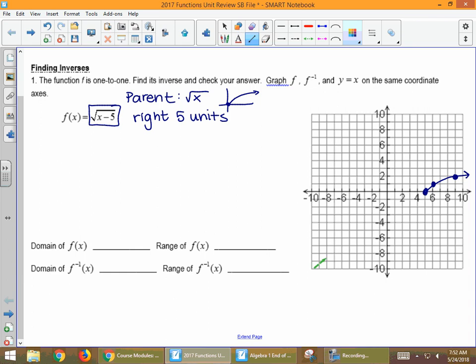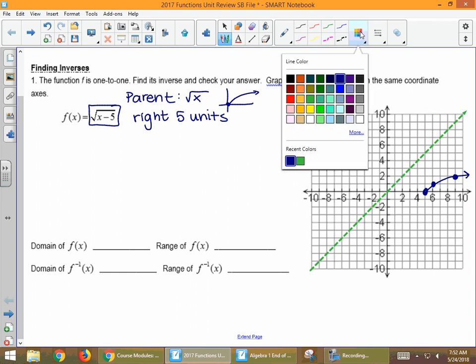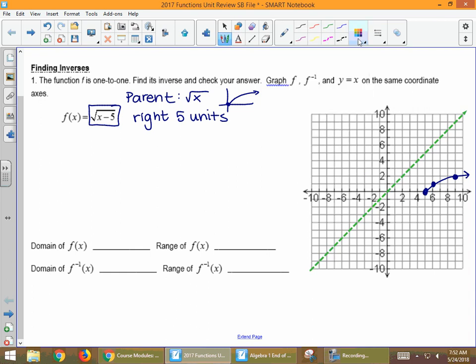Now, if you remember the property of inverses, you switch all of your x's and y's. So you could go ahead and graph those ordered pairs right now. I'm going to wait and find the inverse and then graph my ordered pairs. So there's my original function. That's f of x.